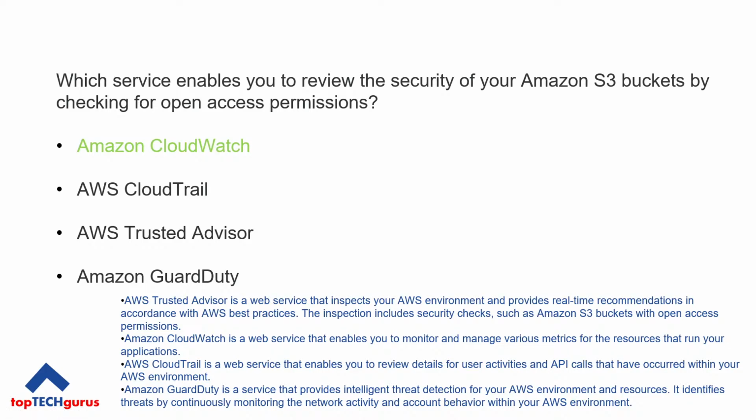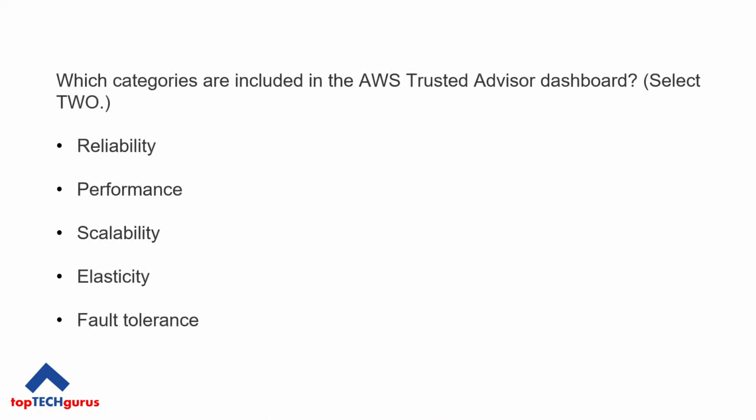Okay, we move on. Which categories are included in the AWS Trusted Advisor board? As I said earlier, sometimes they ask questions about what the categories are. So we just have to remember what the categories are. I remember that fault tolerance is one of them. Elasticity probably is not. Scalability is not really addressed in that. Performance, I think, was, and reliability definitely was not. So it has to be 2 and 5.